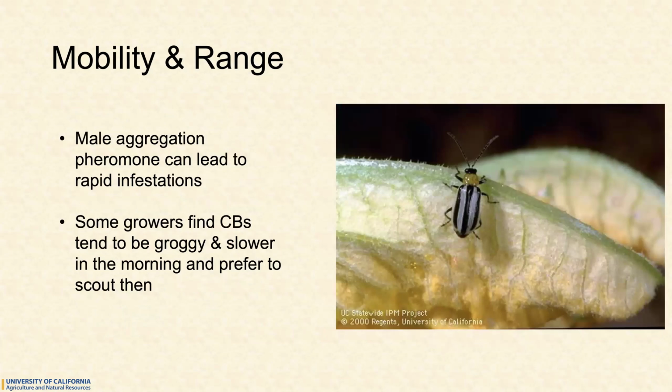So this male aggregation pheromone that they release can lead to rapid infestations as well. So that's something to bear in mind. There's a lot of different factors at play here, explaining why you might see these spikes in populations.